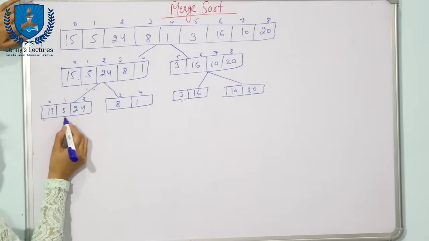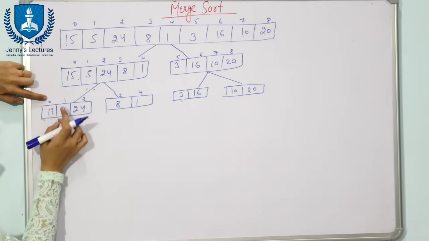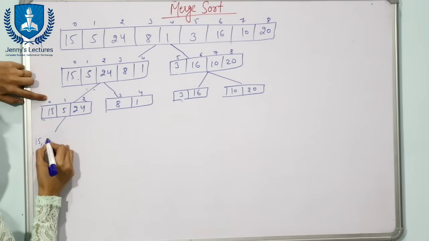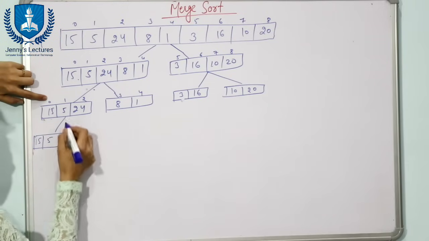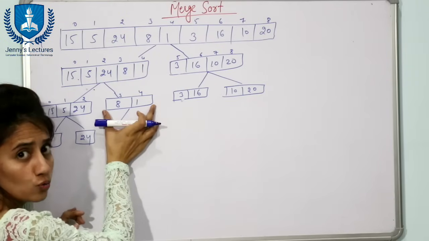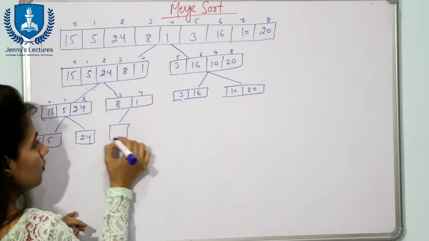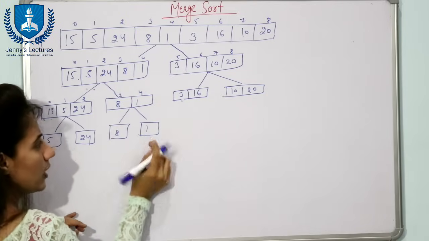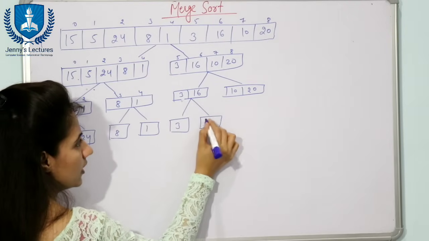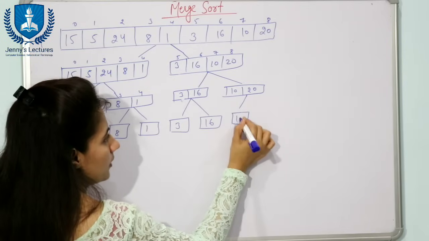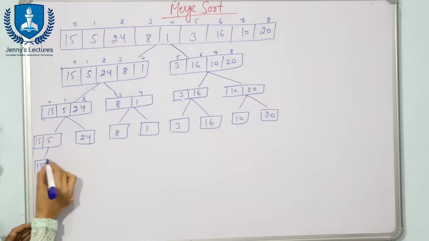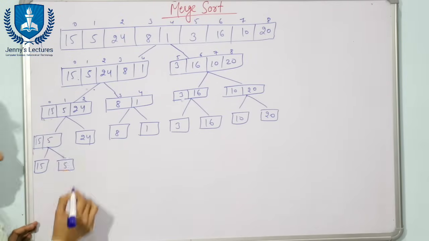Again this list would be divided into two parts. Middle is 1: 0 plus 2 is 2, 2 divided by 2 is 1. So 15 and 5 would be in one list, and 24 would be in another list. Same, this would be divided into two halves, and one sublist would have one element, 8. This would also be divided into two halves: one with element 3, one with element 16. Here one has element 10 and one has element 20. Now one has element 15, another has element 5.